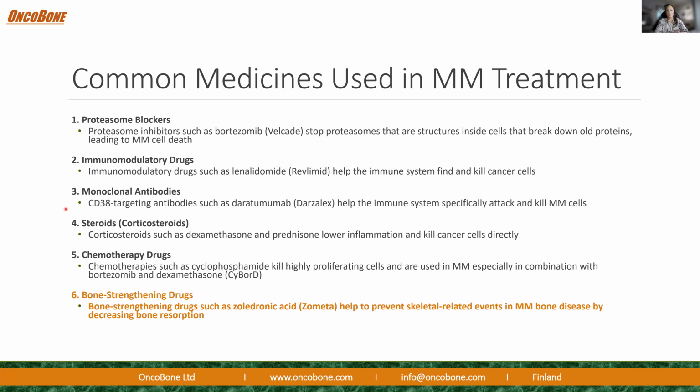The last class of drugs that is highlighted in orange in the presentation here is the bone strengthening drug. So as mentioned earlier, multiple myeloma has a really strong connection to bone, and it actually increases a really increased and tremendous bone loss in the patients, and that's why many of those patients do need to get this kind of bone strengthening drugs, zoledronic acid being one of them. And in the next slides, we will be talking about this problem in more detail.